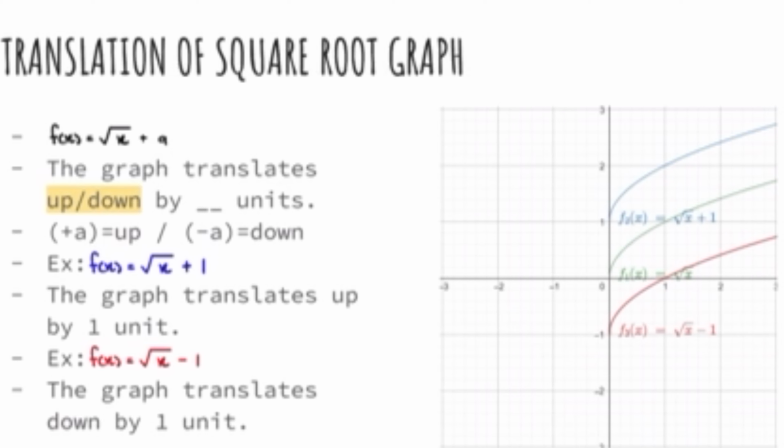For the translation of a square root graph along the y-axis, it can be achieved by adding or subtracting a value on the outside of the square root symbol, as per the example given, which is the function equals square root of x, plus a. If a is a positive value, the graph will be translated upwards, while if a is a negative value, the graph will be translated downwards. If you observe the example shown, when the function is root x plus 1, which is the blue graph, the graph translates up by 1 unit, and when f(x) is root x minus 1, which is the red one, the graph translates down by 1 unit.